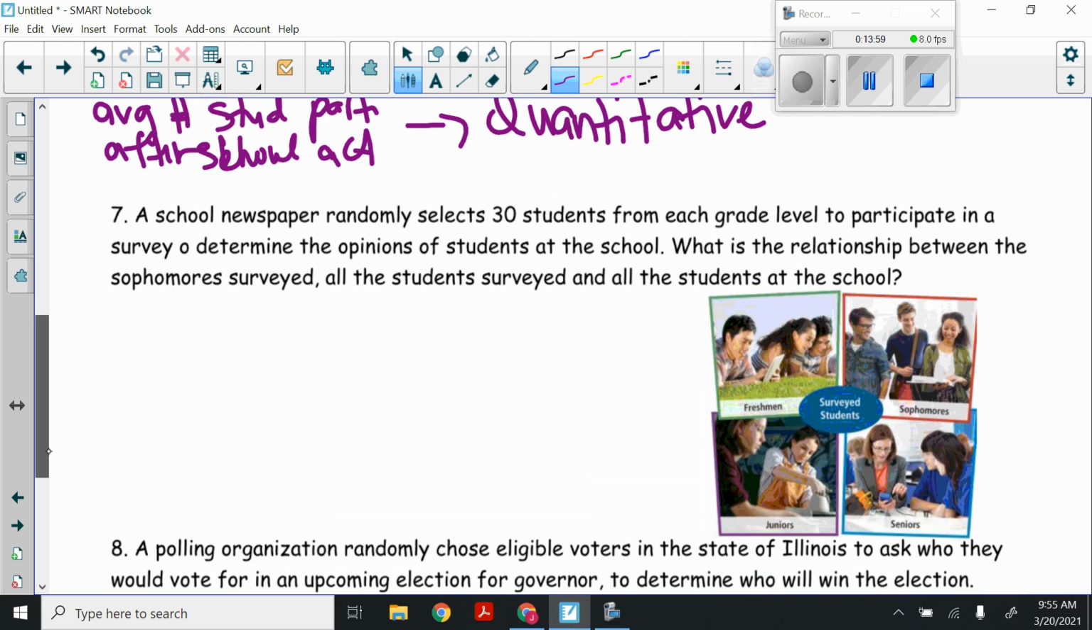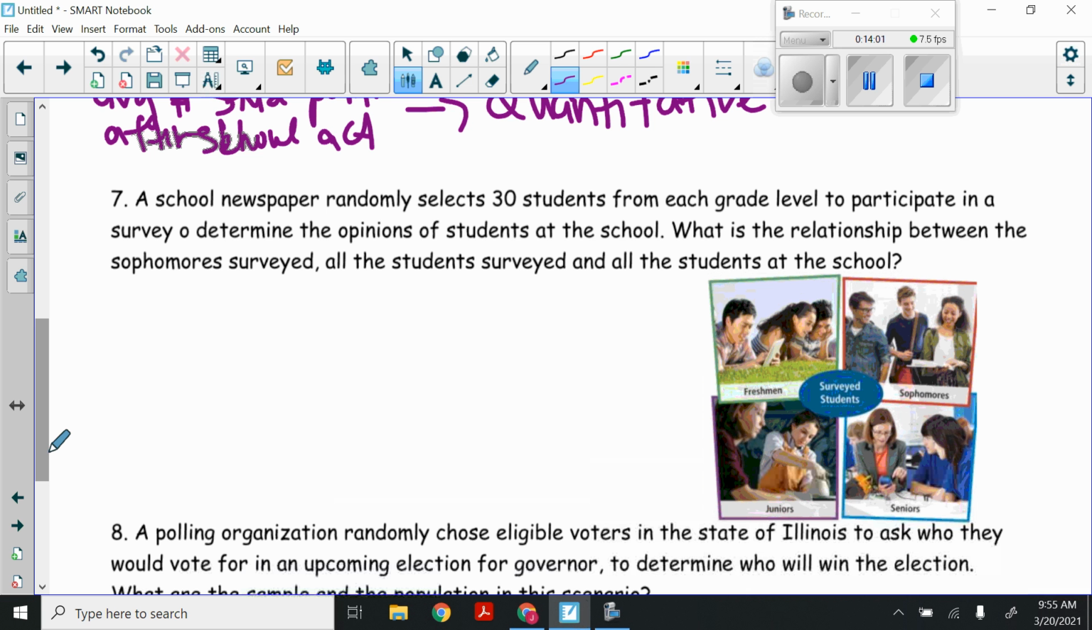All right, number 7. The school newspaper randomly selects 30 students from each grade level to participate in a survey, I should say, to determine the opinions of students at the school. What is the relationship between the sophomores surveyed, all the students surveyed, and all the students at the school? So remember, this is where we talked about the population and samples. Okay, so first let's talk about what is the population.